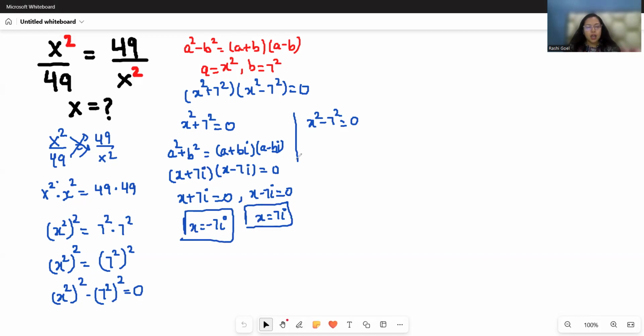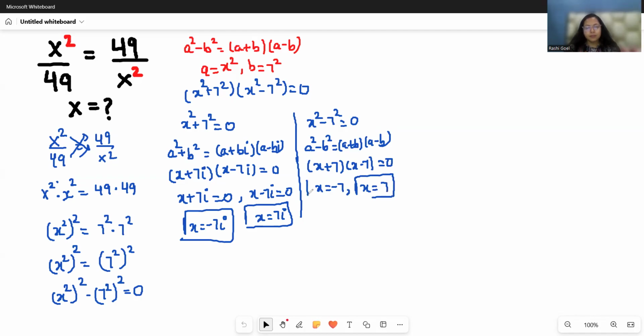Now second case, x² minus 7² equals 0. So here a² minus b² is (a plus b) times (a minus b). So (x plus 7) times (x minus 7) equals 0. So x equals minus 7 and x equals 7. So these are the four values of x. x1 is 7, x2 is minus 7, x3 is 7i, and x4 is minus 7i.